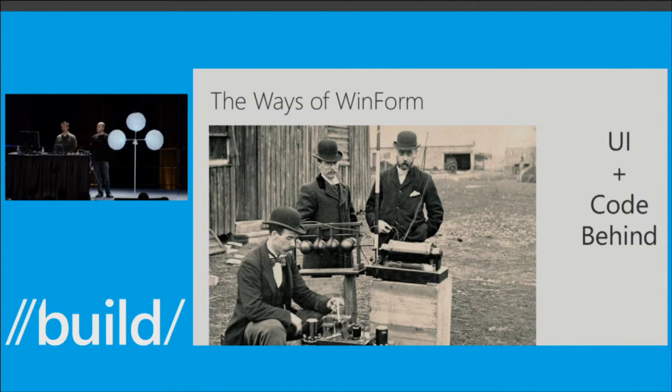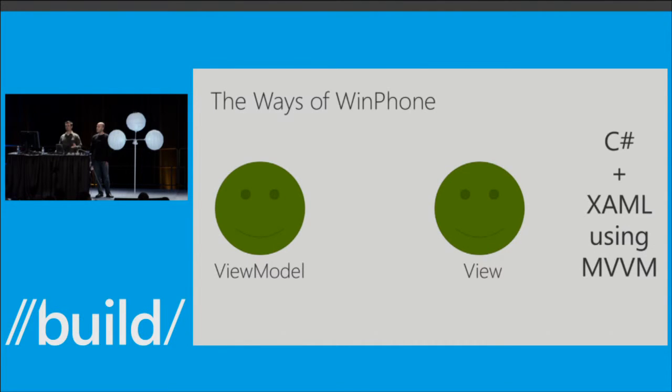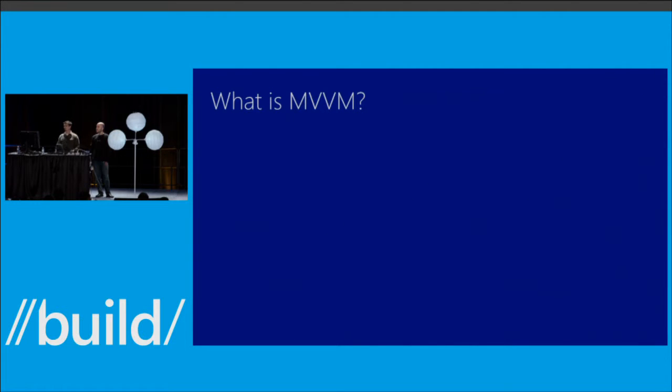So instead of thinking of the ways of the WinForm, we're going to talk about the ways of the Windows Phone, where we use C# and XAML and MVVM. Instead of us building up all of that structure for effective communication between our business logic and our views, our UI, it's more like a sort of telepathy, where all of the communication happens instantaneously without us thinking, without us managing it, and without any of the side effects that you normally associate with telepathy. So that doesn't happen.